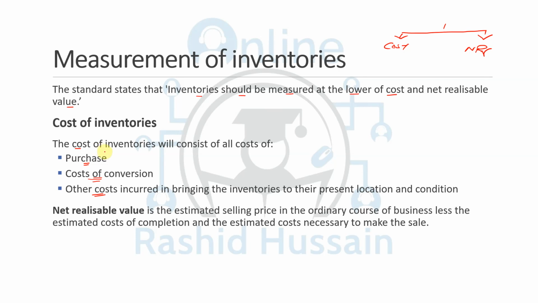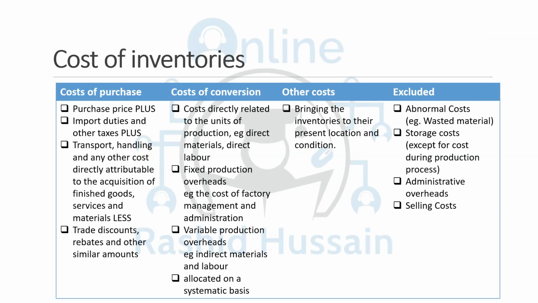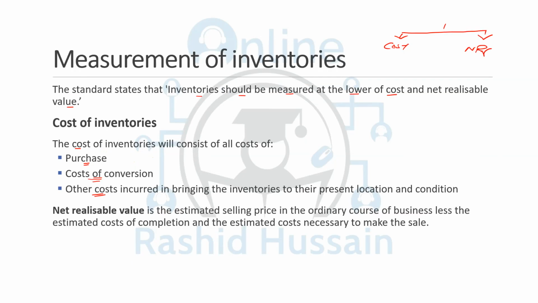So cost is basically the cost of purchase, and this is the purchase cost. And then we have the cost of conversion. We are going to discuss that in a while. So I have the breakdown of the cost of purchase and the cost of conversion, for example, labor and things like that. And then we have other costs to bring the inventory to its present location and condition. So these are the three things which become part of the cost.